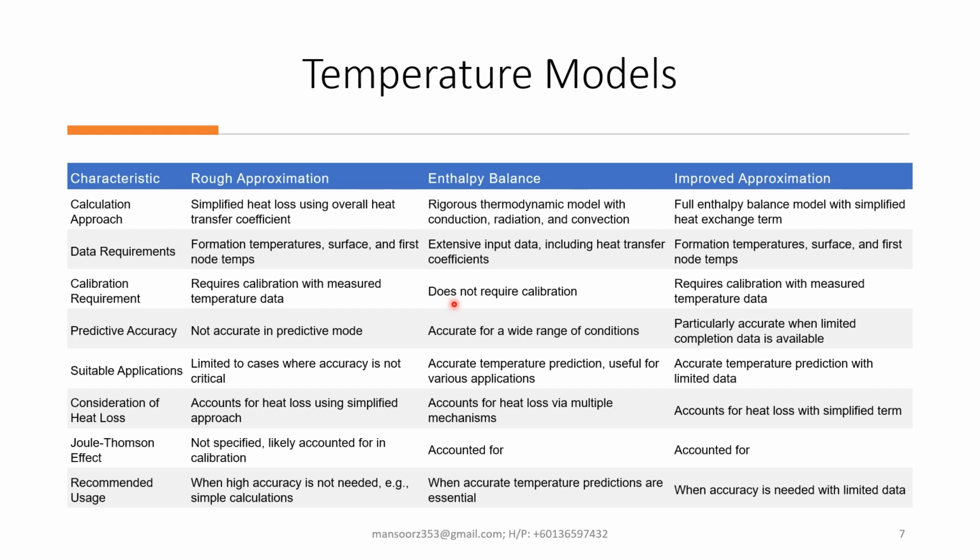For the application, I'll give you an example about steam. To model the steam effectively, a choice must be made between employing enthalpy balance or opting for an improved approximation. The enthalpy balance involves the simultaneous solution for both temperature and pressure, in contrast to the rough approximation approach where temperature and pressure are calculated separately.